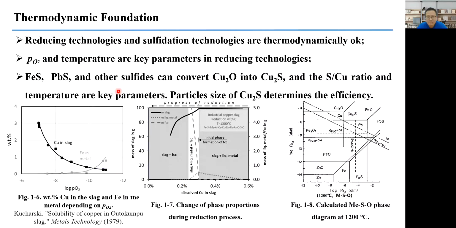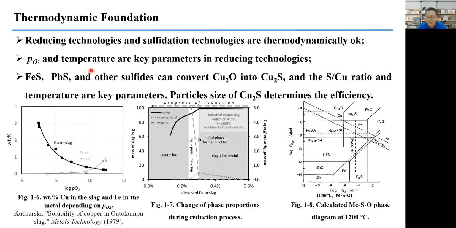And as we discussed in the previous slide, the oxygen partial pressure, in other words, the copper matte grade, is one of the key parameters in determining the copper content in the slag. And another one is the temperature. So along with the temperature, the dissolution of copper oxide in the slag will change.